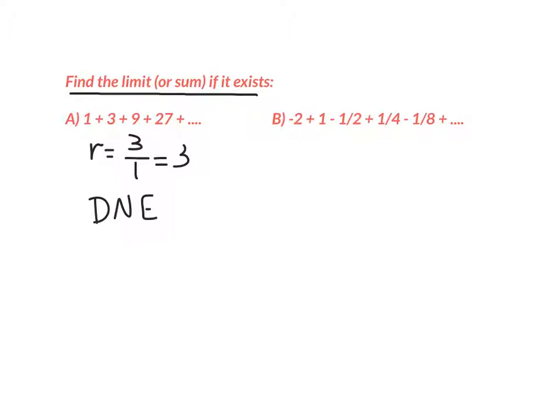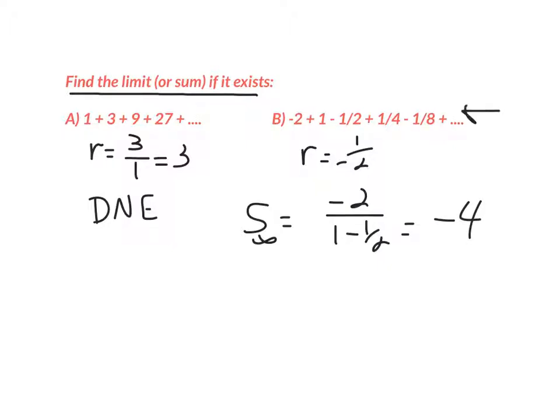The second one, part B, second over first, you get -1/2. There's the good r I can do this time. So I'm going to say the sum of the infinite series is the first term over 1 minus (-1/2). And again, I'm just going to punch that straight into my calculator. -2 divided by 1.5 basically, and I get -4. Which means that sum is going to get closer and closer to -4, but it's never going to get there. Infinitely close though. So we say the limit or the sum is -4.